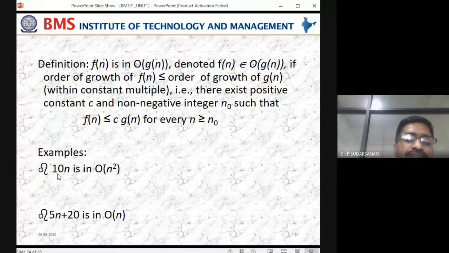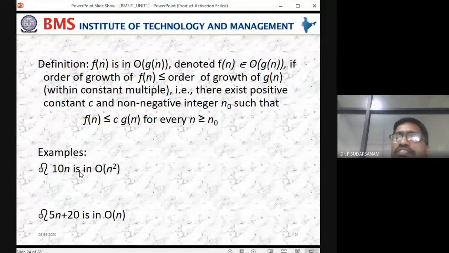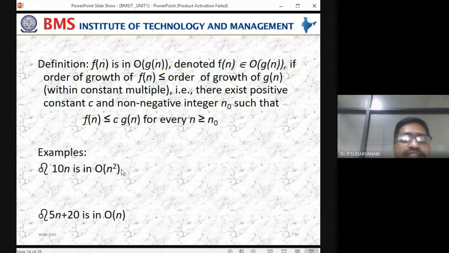This one, 10 n. So n is nothing but 0 to n: 1, 2, 3, 4, 5, 6, 7, 8, 9. That belongs to order of n square. I'll tell you the examples, and with respect to the examples you will see how it works. In the examination you have to write it this way. Once you go ahead, this will be easy for you to write. And this one is 5 n plus 20 constant, which is nothing but order of n.